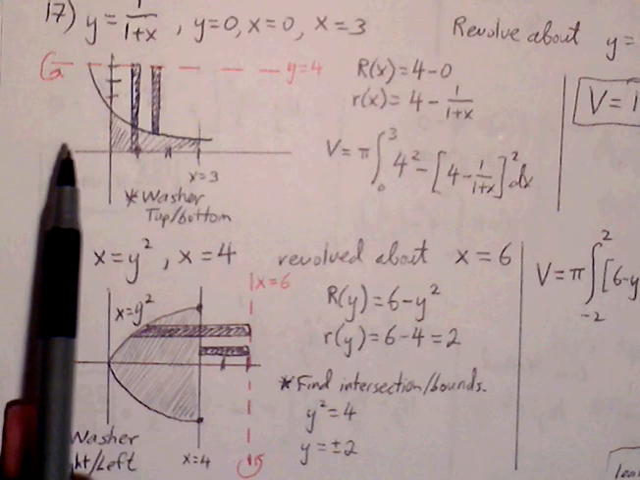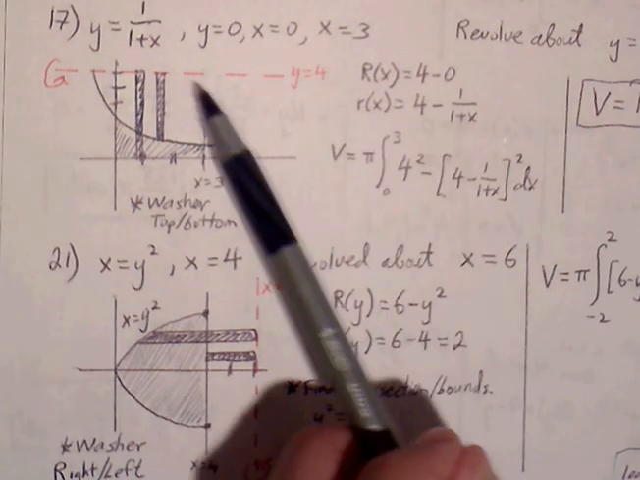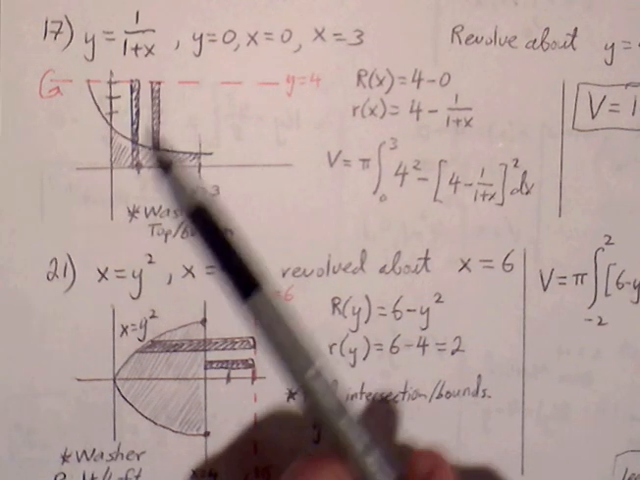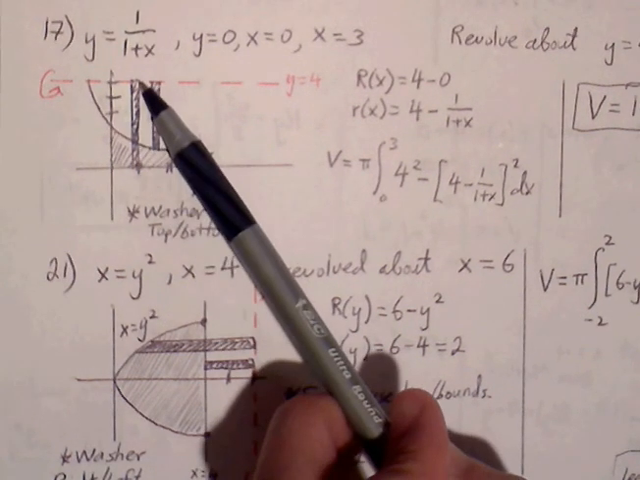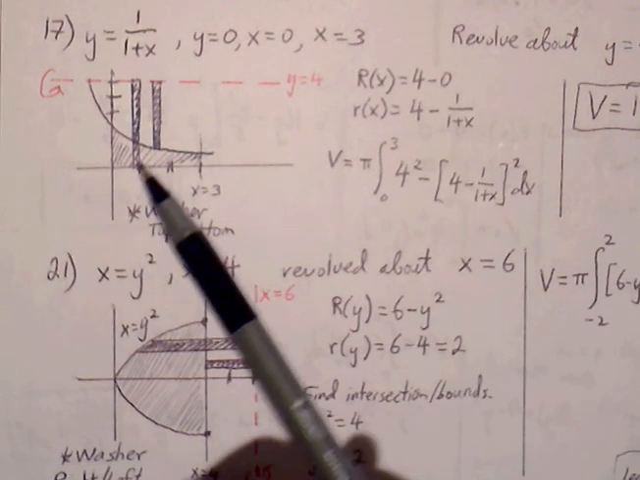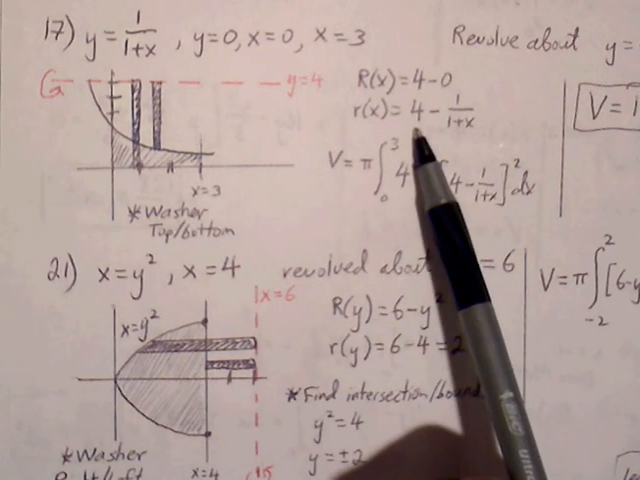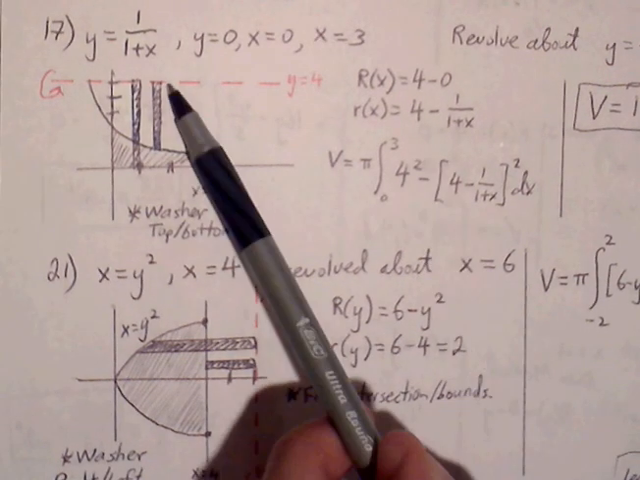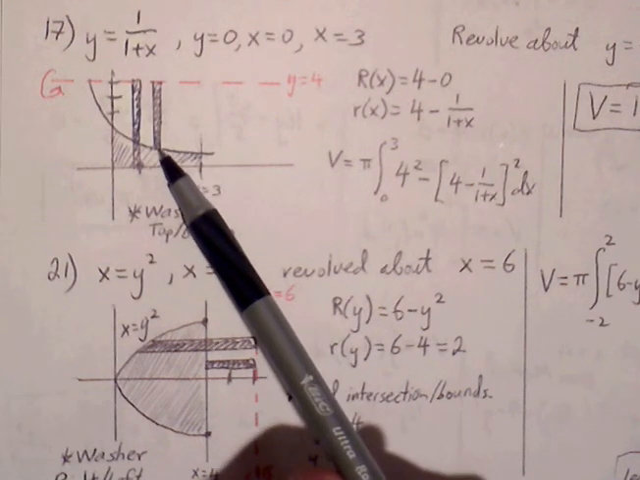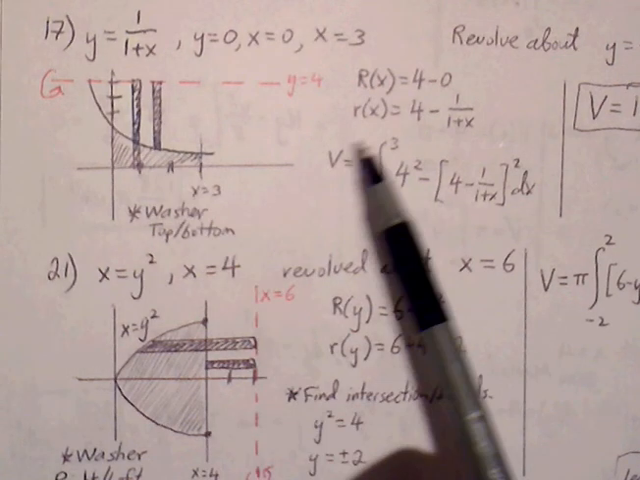So now we're ready to find big R and little r. The big radius will be the longer length, so start at the top. The top is at 4, so we write down 4 minus, now look at the bottom, which is at 0, so 4 minus 0. Little r, we're going to start at the top here, which is 4. Look at the bottom of the radius, which is hitting this graph 1 over 1 plus x, so that's little r.